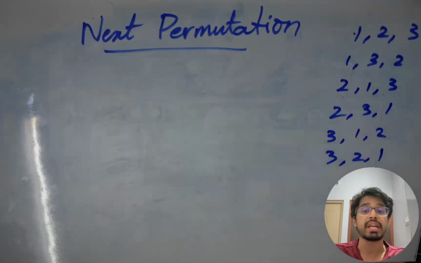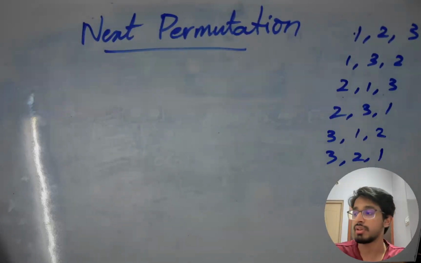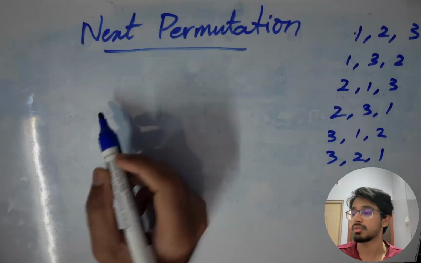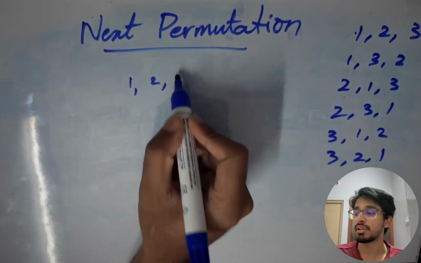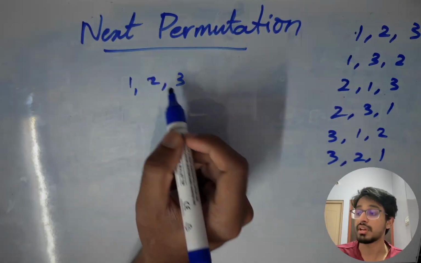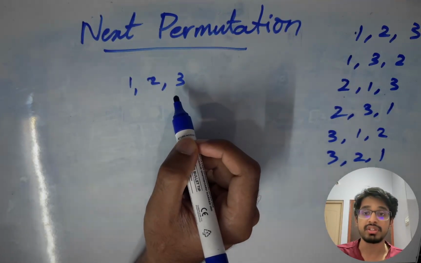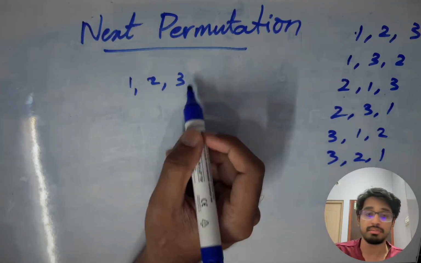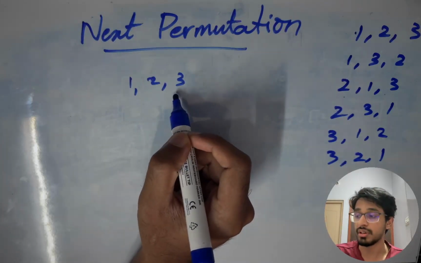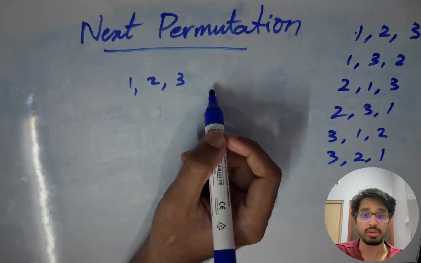First thing is to find the pivot. Let's consider an example here, 1 comma 2 comma 3. We need to loop across this in reverse order, that is from the last element. We just need to check which is the number that is greater than the previous number. If we go from 3 over here, there is no next number.